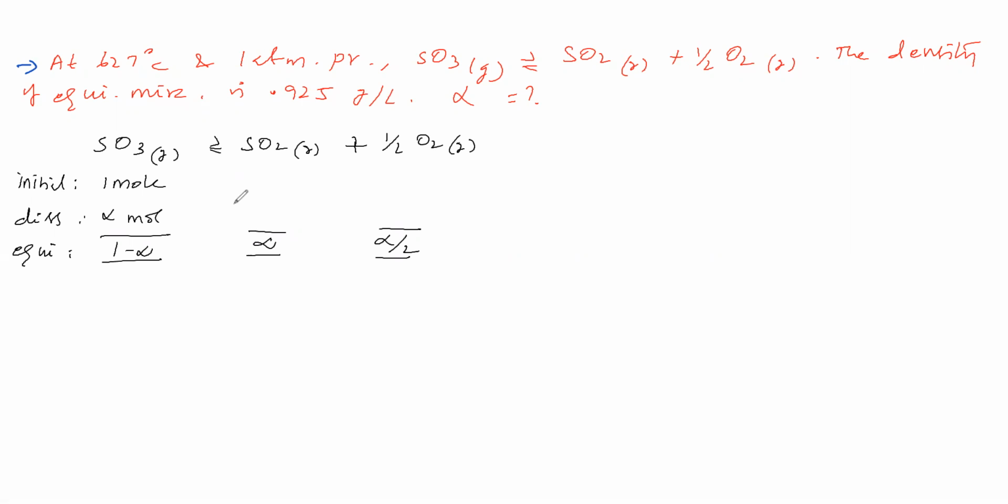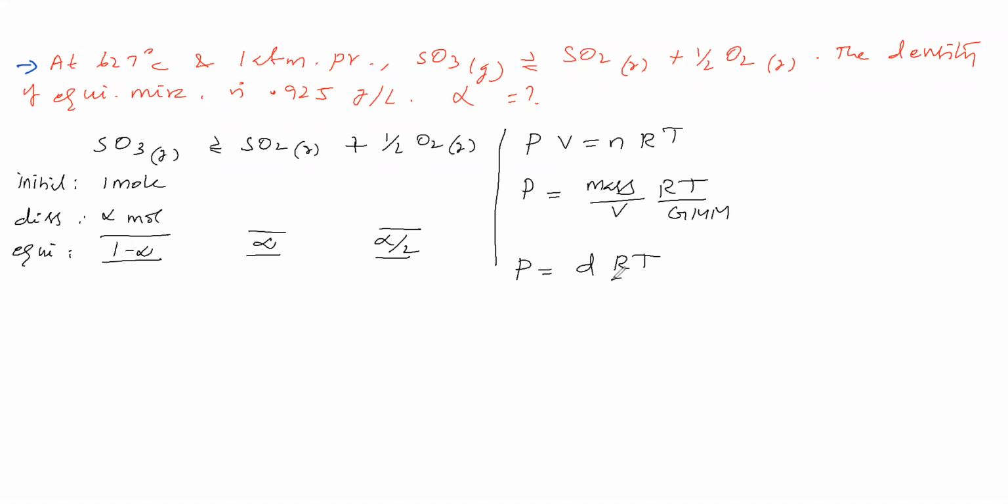Density of equilibrium mixture is given. We will take the ideal gas equation, PV is equal to nRT. This we will rewrite as P is equal to mass by volume into RT by gram molecular mass. Like this we will take. This we will write as P is equal to dRT by gram molecular mass. This d is called density.